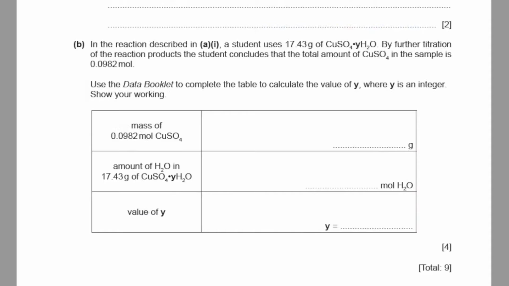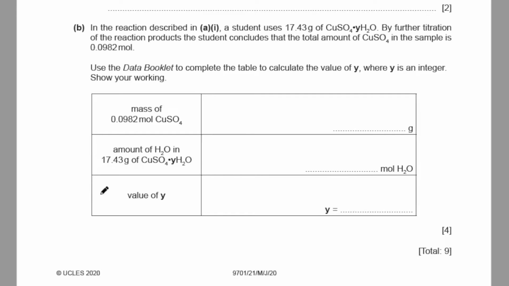Part B, in the reaction described in A part 1, a student uses 17.43 grams of CuSO4·yH2O. By further titration of the reaction products, the student concludes that the total amount of CuSO4 in the sample is 0.0982 moles. Use the data booklet to complete the table to calculate the value of y, where y is an integer. Show your working. First of all, I'll write my equation over here.